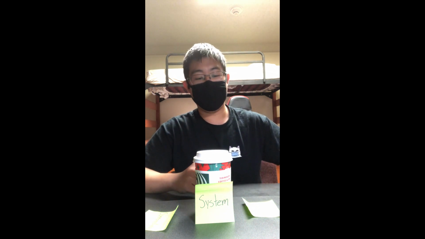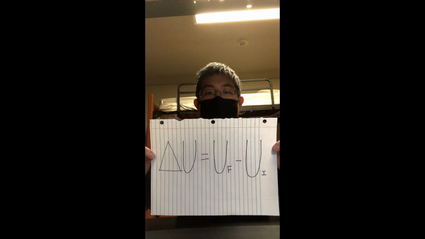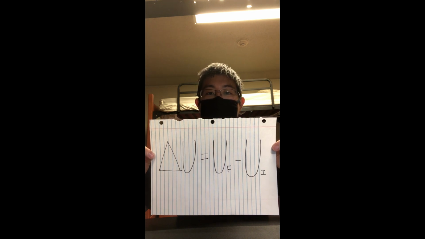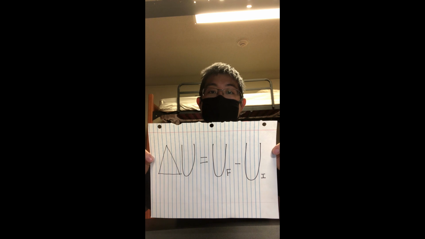When the opposite is true, and the heat goes into the system from the surroundings, we call this an endothermic process. Knowing these concepts, we can mathematically determine the change of energy in a system through this equation, where delta U is internal energy and subscripts F and I are final and initial states respectively.